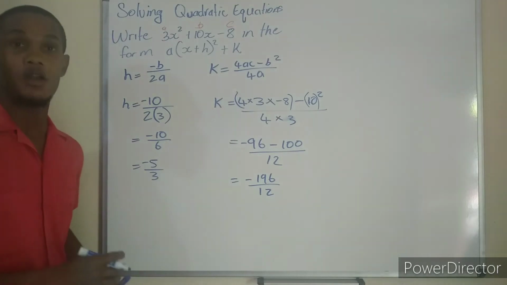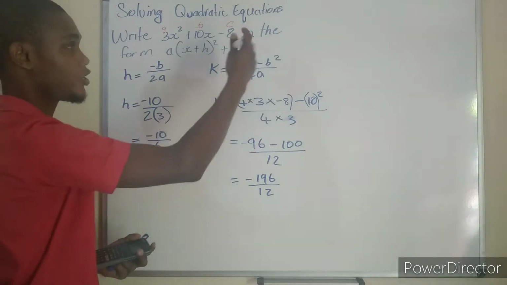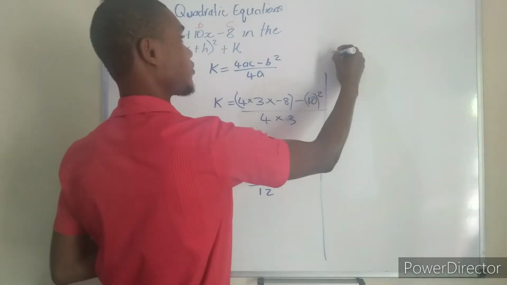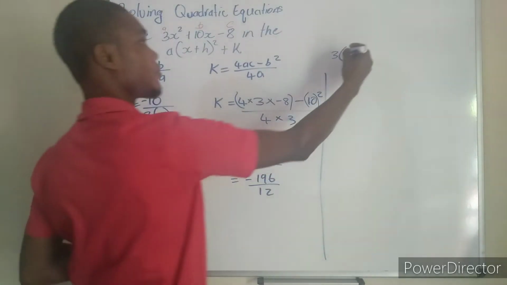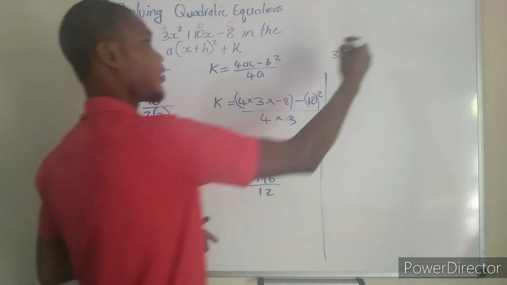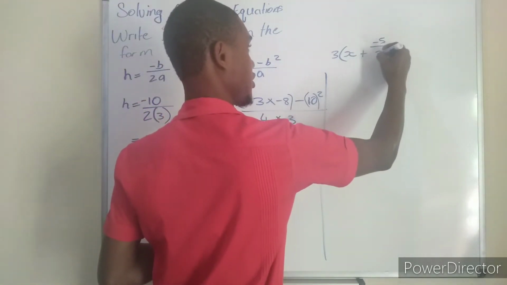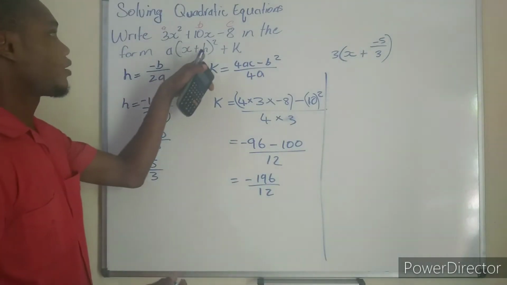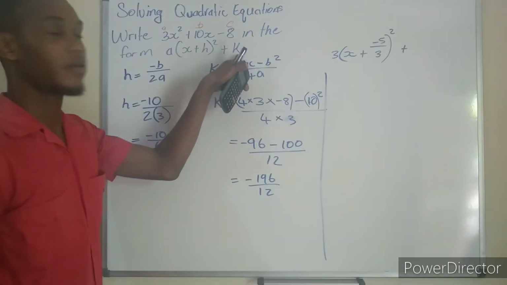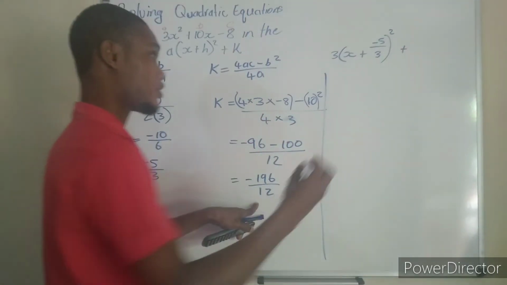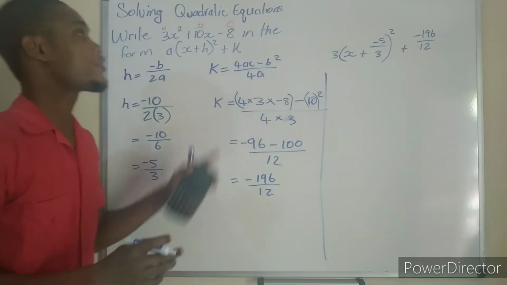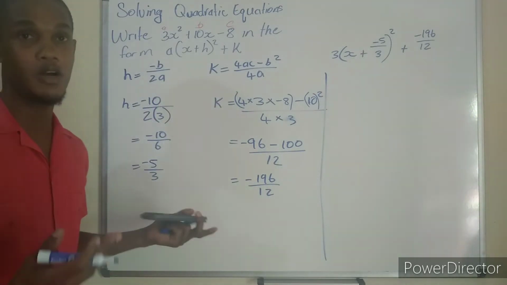Now, when you get here, you simply put it back in your original form. So you'd have a, which is 3, open bracket, x, because it's a variable, plus h. h is negative 5 over 3, close bracket, all squared, plus k. And k is equal to negative 196 over 12. So that's the form a(x + h)² + k.